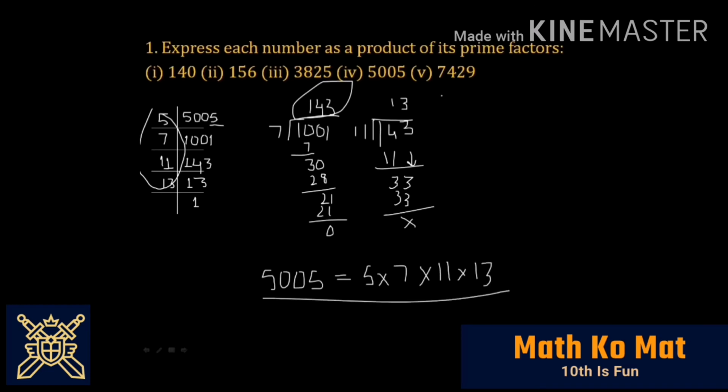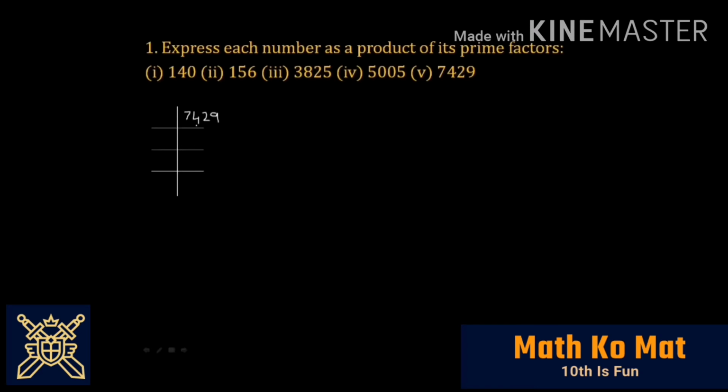Now let's move on to the last part of the question. So here we have 7429. So this is the trickiest question, because for this question you have to know the tables of 17, 19 and 23. So I would be starting for you. So here we have 17.